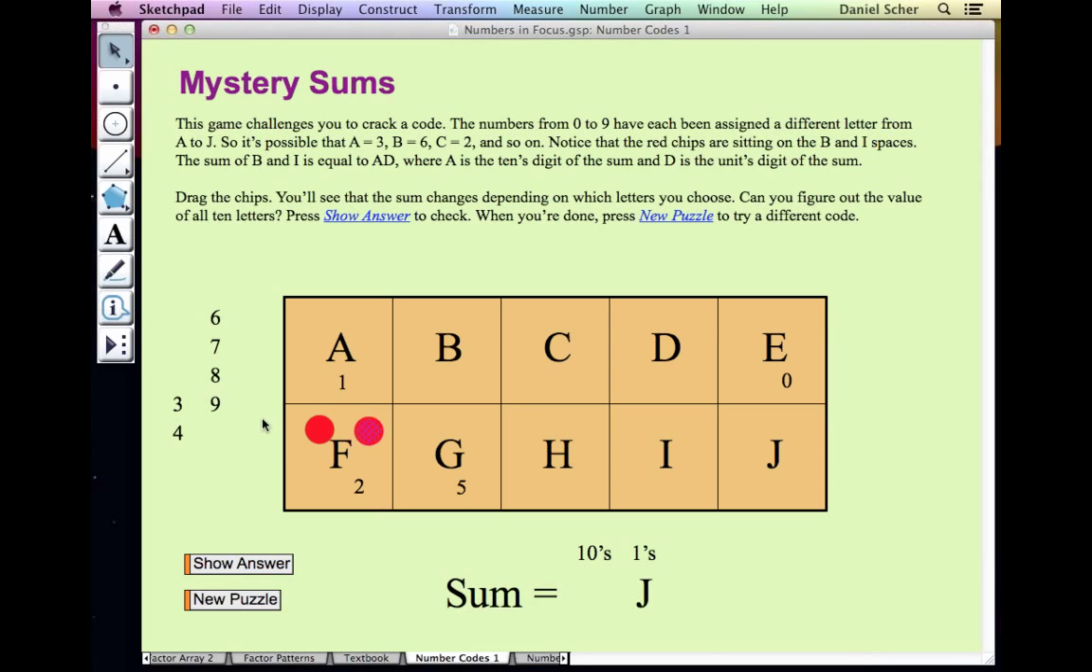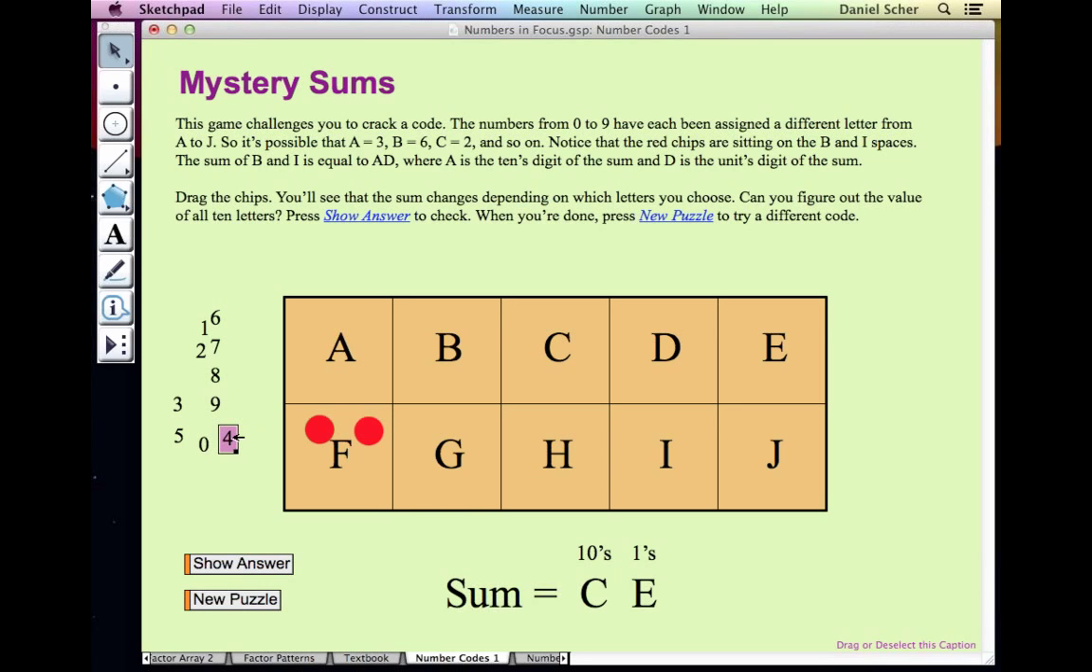When I have everything solved, I can press show answer and see the actual answers here. And if I press new puzzle, then if I drag these out, I don't have a button here yet that actually moves them back. Now we have an entirely new code. And for us as adults, maybe if we solve this once, we've figured it out and we get the strategy. For students, I think being able to play this repeatedly and being able to try different strategies and hone their existing strategies is pretty important.